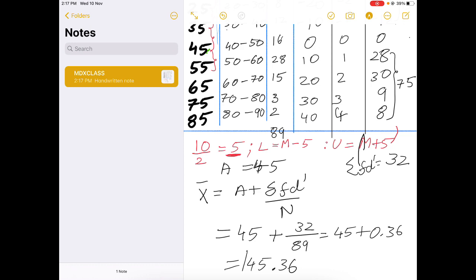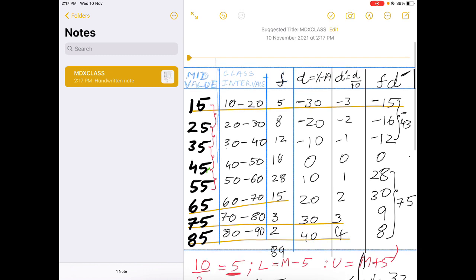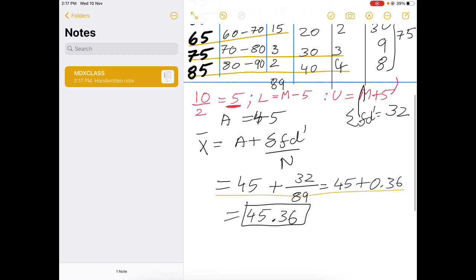This is my mean using the step deviation method, where first I calculated d, the differences from the assumed mean of 45. Then I calculated the step deviation, which is d dash, d divided by 10. Then I calculated fd dash. Then I used it in the mean formula to calculate the final arithmetic mean of 45.36.